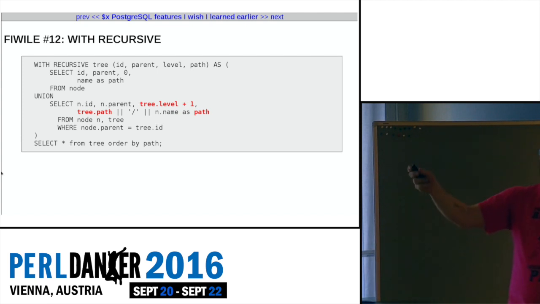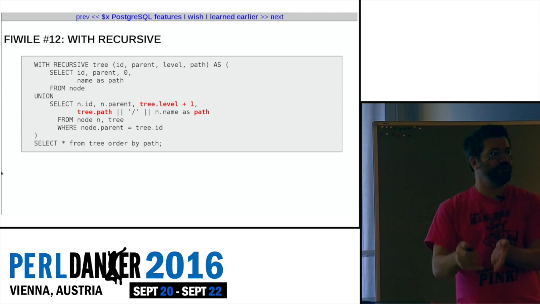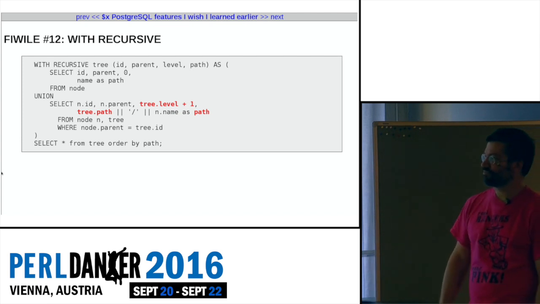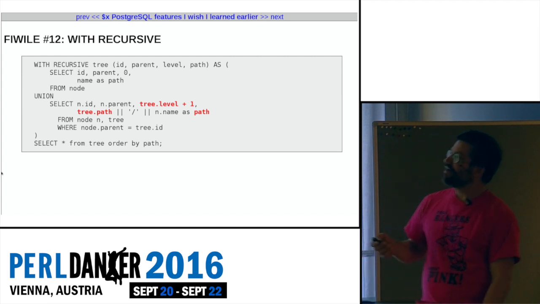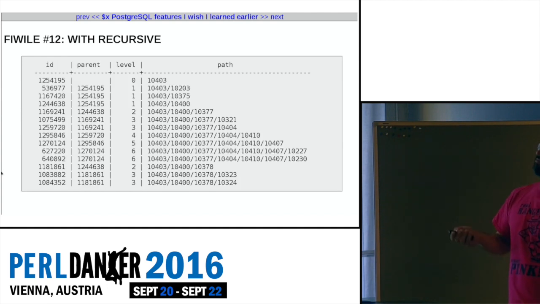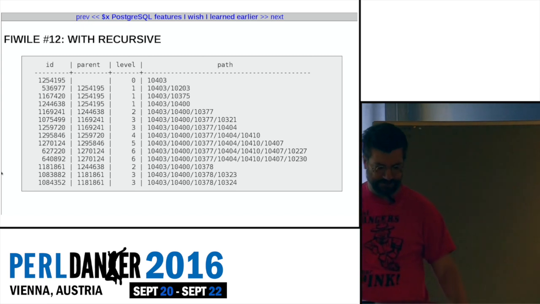Like here, I can say, okay, I want the node ID in the node parent, that's like the child. But from the parent, I want the level + 1. So now I'm in level 1 or level 2 or level 3. And I want to concatenate the path together to use the path of the parent, / and the name of the node. And then you select everything from this common table expression, and you end up with something like that. Which is, I think, very nice. So the node, the parent, the level, and the path. Forget the values, doesn't matter. It's just stuff from some live database.